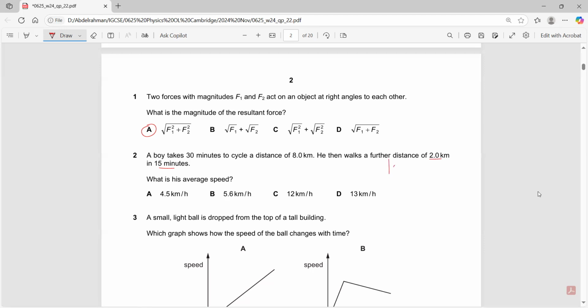Total distance is 8 plus 2, which is 10 kilometers, and the total time is 30 minutes and 15 minutes, right? 30 plus 15, which is 45 minutes. But you need to convert this time into hours, divided by 60. So 45 divided by 60 is 0.75. What's 10 divided by 0.75? This is 13.3, or 13 kilometers per hour.